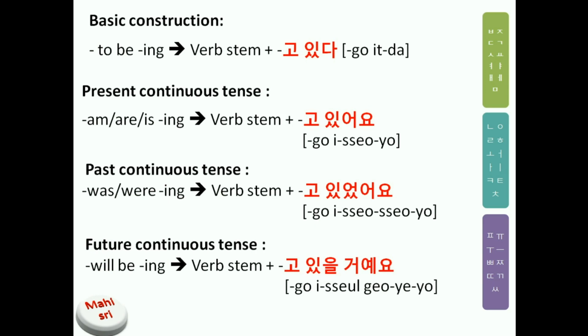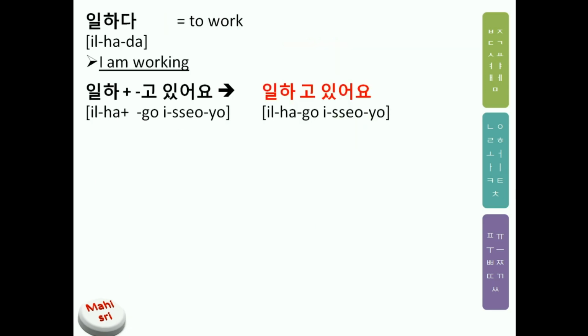Let's see some examples. Here, irada means to work. Irada. The verb stem is ira. Ira plus go isoyo. Irago isoyo. I'm working.